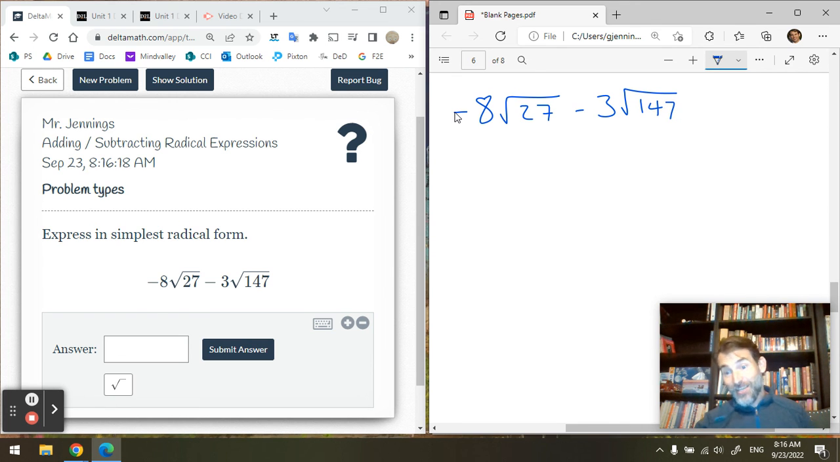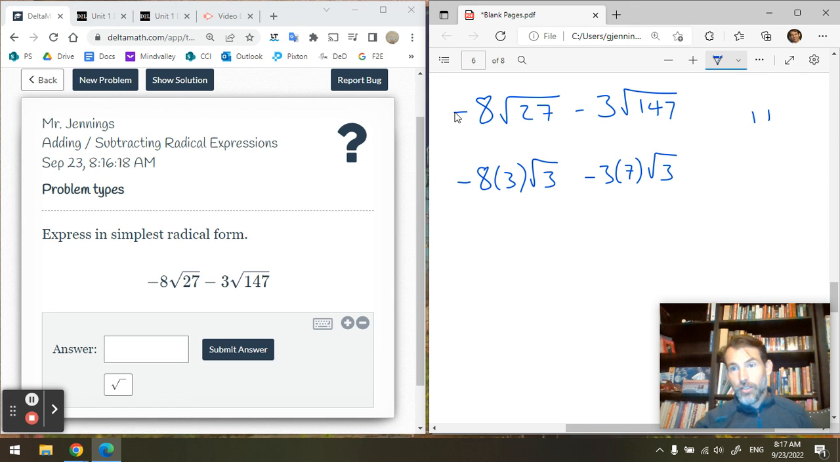27 is 9 times 3. 9 is a perfect square. So this is minus 8 times 3 times root 3. Okay? 147 is 7 squared times 3, 49 times 3. So this is minus 3 times 7 times root 3.